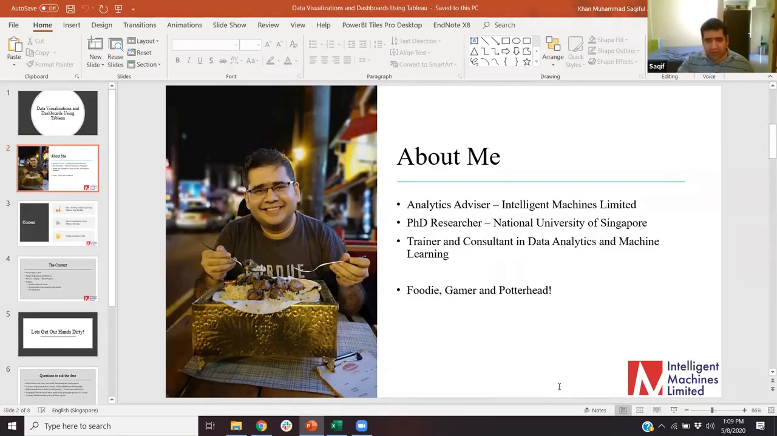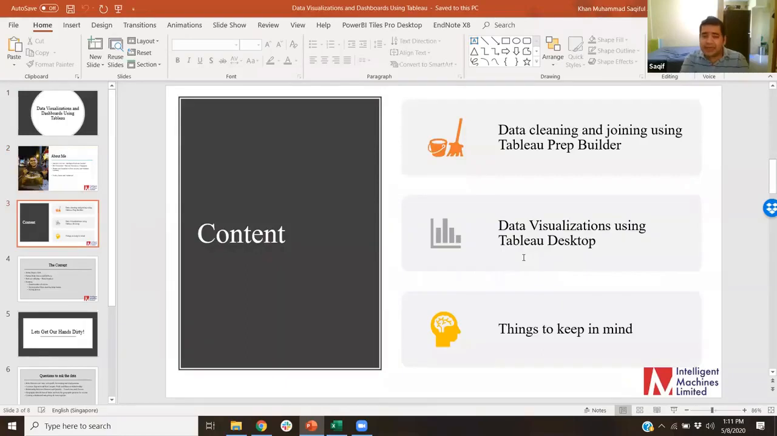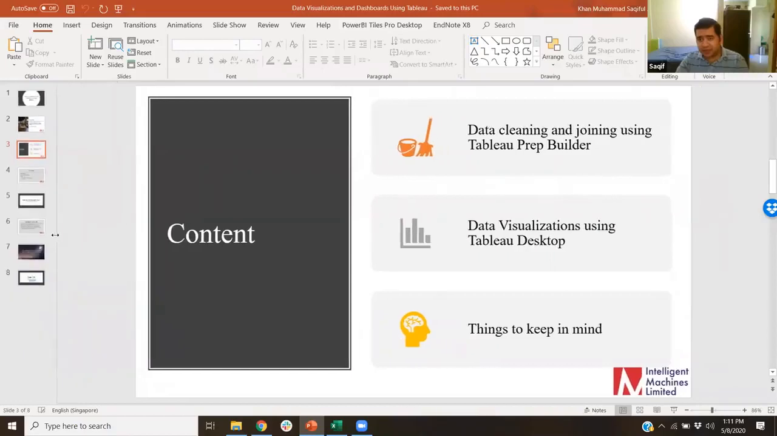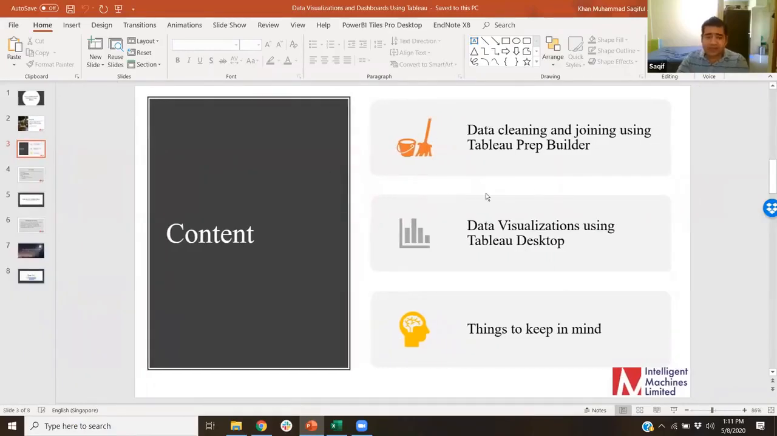Let's see, we are having here a chat. আজকের সেশনটা, the structure would be, as I was saying, যে তিনটা ভাগে ভাগ করা এই কোর্সটা। প্রথমত আজকে we are going to talk mostly on this part, data cleaning and joining using Tableau Prep Builder. So we are going to work with that first. তারপর we are going to work with data visualizations using Tableau Desktop. এটা আগামীকালকে, and আগামীকালকে শেষ করার সময় I'm going to talk about few things that you need to keep in mind when designing visualizations.